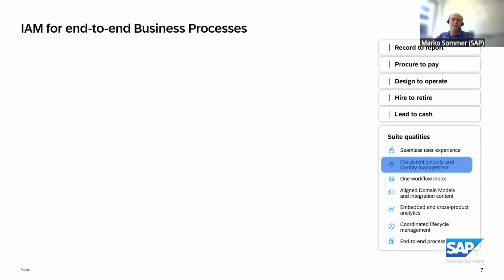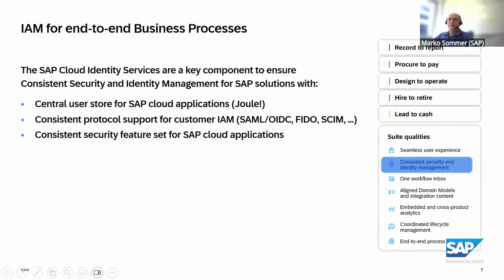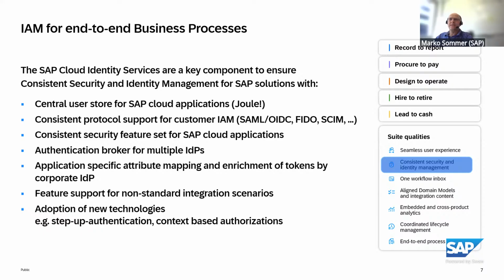SAP defined a certain set of so-called suite qualities, which should be common across the whole portfolio. And one of the key suite qualities is consistent security and identity management. The SAP Cloud Identity Services help to ensure this consistent security and identity management, providing a central store for SAP Cloud applications. And the AI-based scenarios based on Joule have a precondition to rely on the central user store that we have. Also, the authorizations are derived cross-application, so that requires a central user store as well as the authorization assignment.